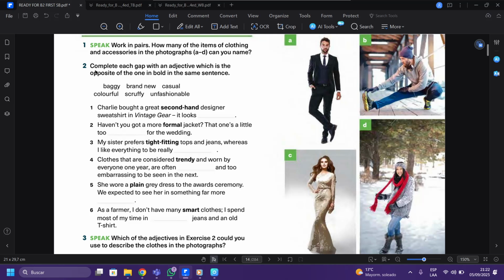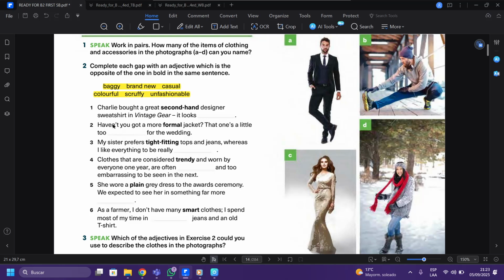I guess that you know what is second hand, right? Yes. So what is the antonym of second hand? The first hand, brand new. The brand new. Yes. This one. We have to use these words, these adjectives that we have here. So it looks brand new.